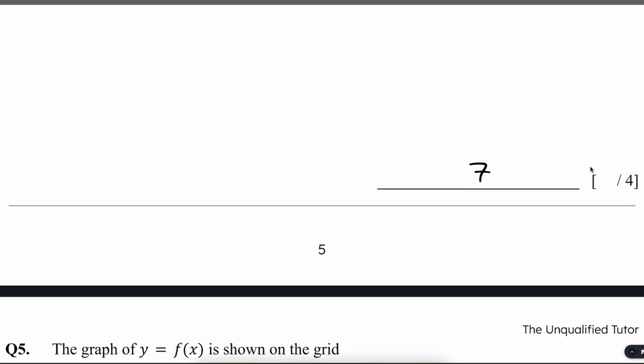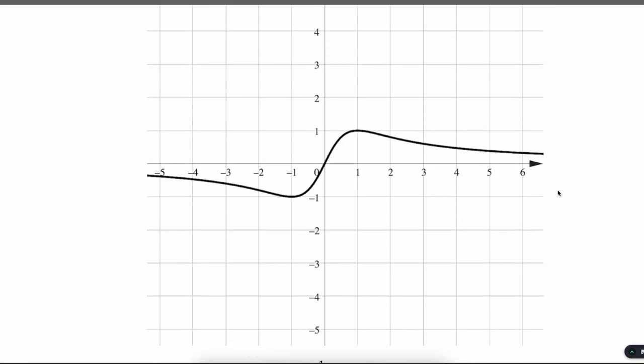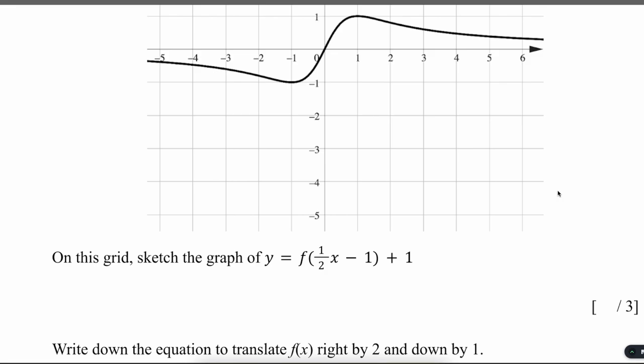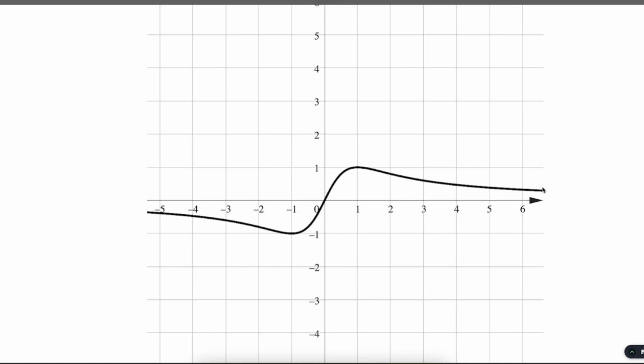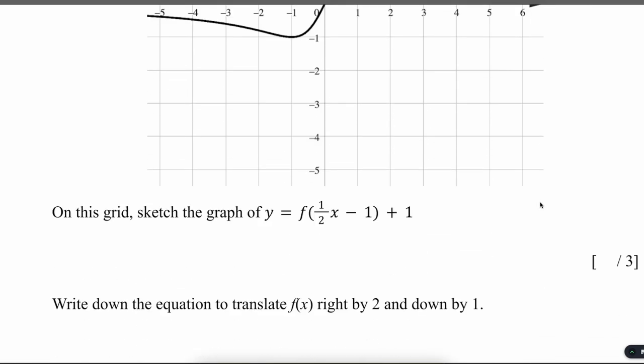Very long-winded question, but again, just getting you warmed up for the difficult questions to come. Remember, this is only the start of the paper, so it's not actually the difficult questions yet. Graph of y equals f of x is shown on the grid. On this grid, sketch the graph of y equals f of a half x minus 1 plus 1. Now, this is where a lot of people make a small error, and I'll show you the error. It's with which order your transformations take place.